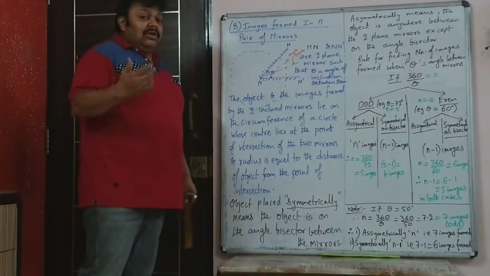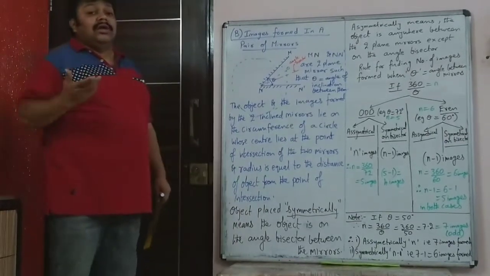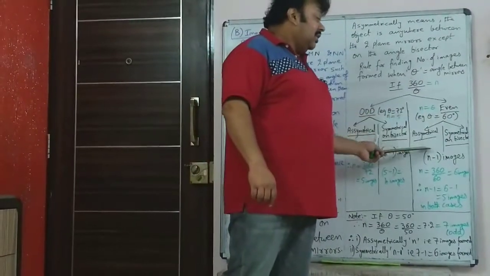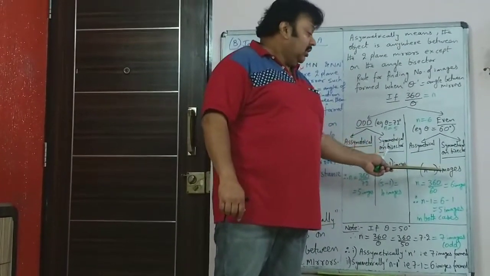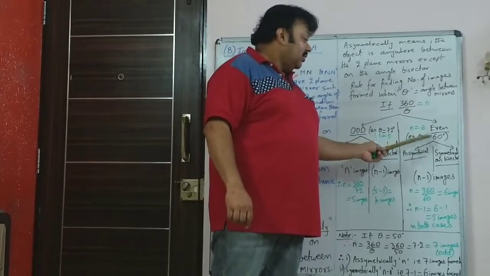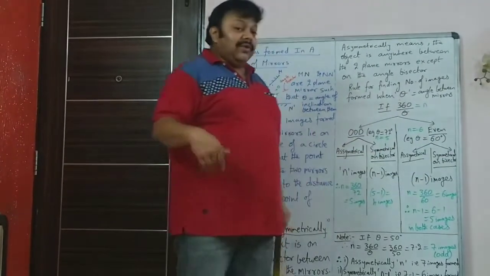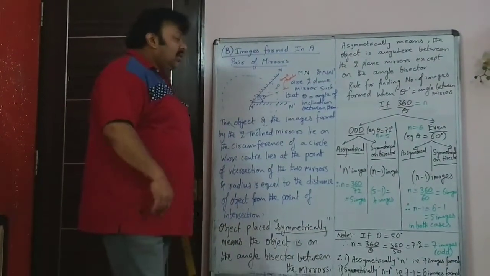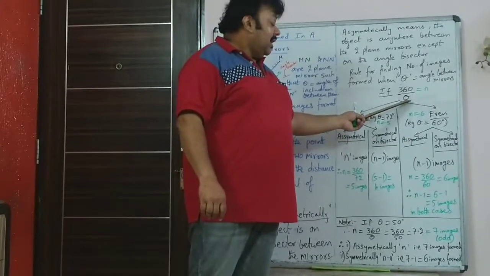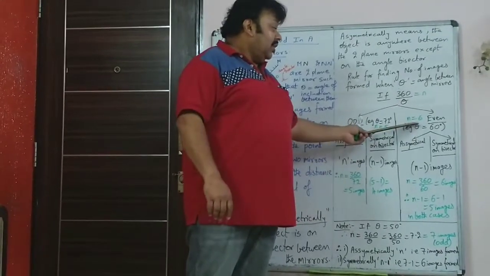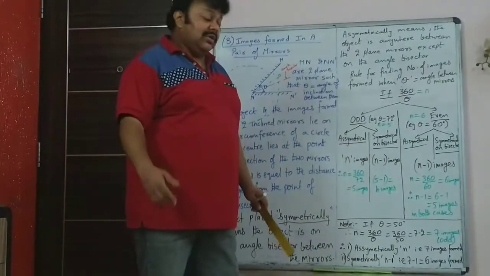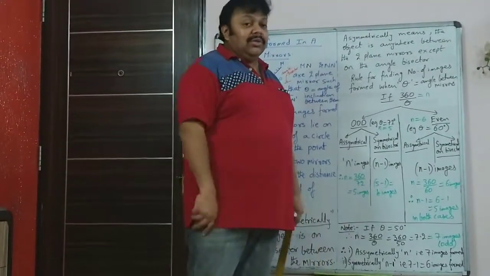This is one 2-mark question that comes from this. Sometimes you are given if theta is 60 or theta is 90, how many images are formed? If theta is 60, then whether it is asymmetrical or symmetrical, 360 upon 60 is 6, which is even. So you will get 5 images, n minus 1 images. If theta is 90, then 360 upon 90 is 4. So 4 is again even. So whether it is symmetrically or asymmetrically placed, you will get 3 images.